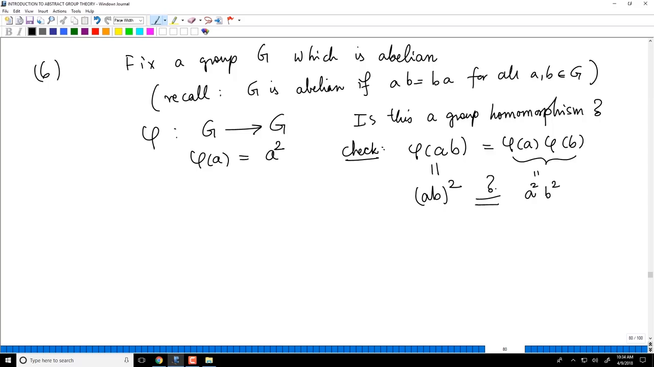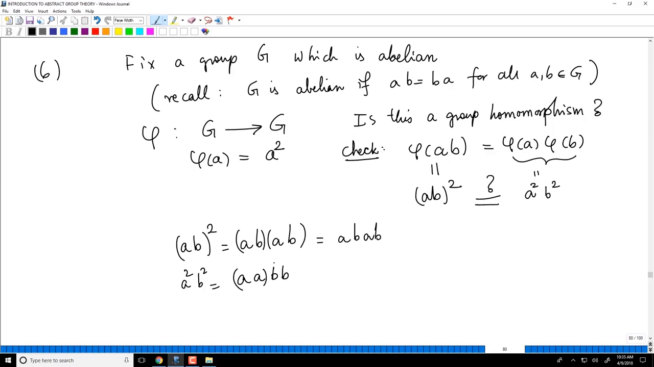And here is where we have to use the abelian hypothesis. So let's just write it down. AB whole squared is AB, AB, right? This is the definition of AB whole squared, AB then AB. Because the group is associative, I'm going to just remove the brackets and write this as AB, AB. What is A squared, B squared? This is AA, because that's what A squared is, times BB. So again, I'll remove brackets. So this is AA, BB. See, there is no reason in general that these two are equal. In general, these are not equal.